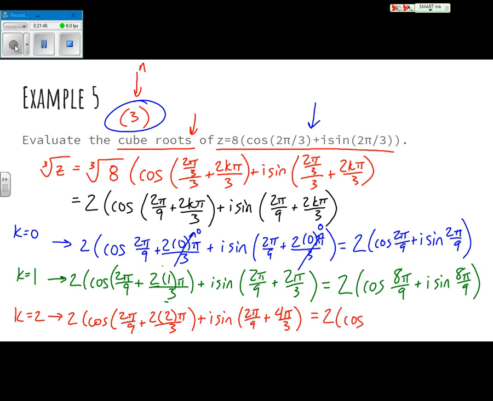2 cosine, let's see, we have 2 pi over 9 plus, well, let me add this side over here. I have 2 pi over 9 plus, well, if this is going to be over 9, again, I have to multiply that denominator by 3. So I multiply the top by 3. 4 times 3 gives me 12 pi over 9. So that would be 14 pi over 9. And that would be my angle.